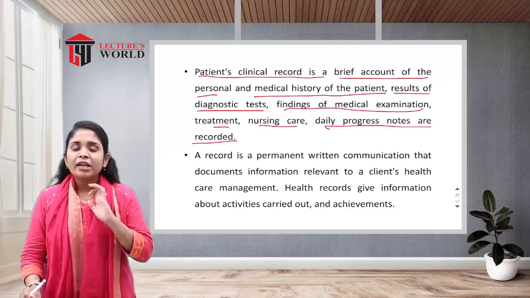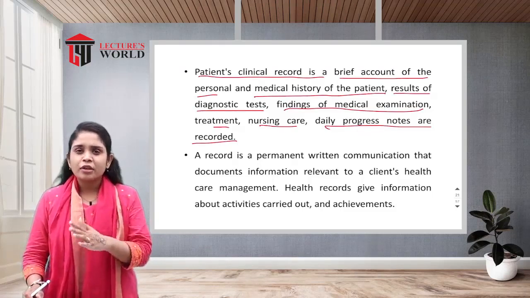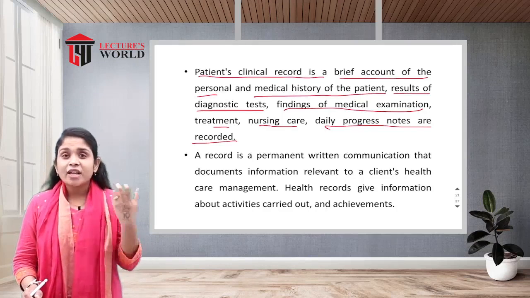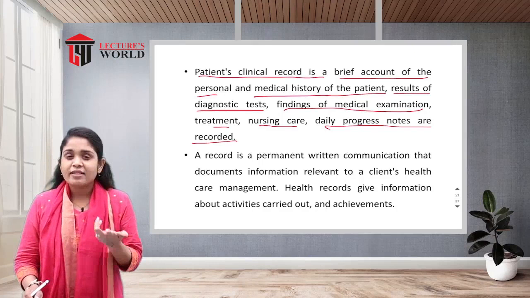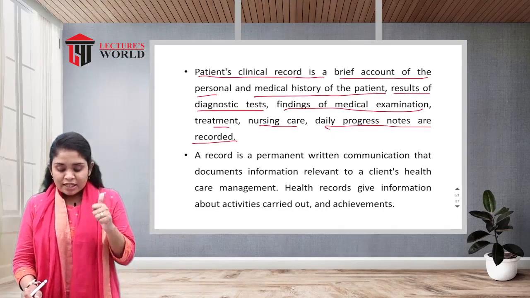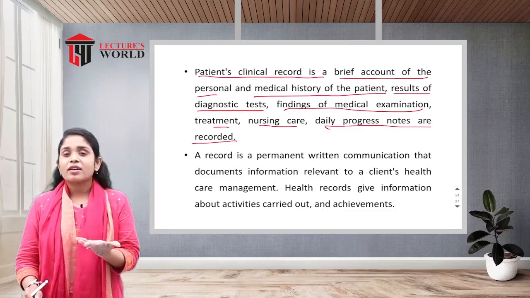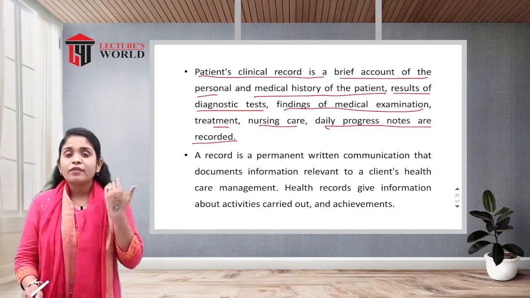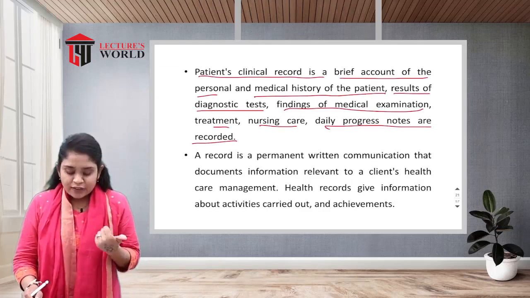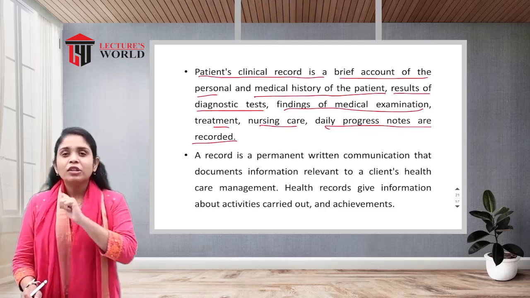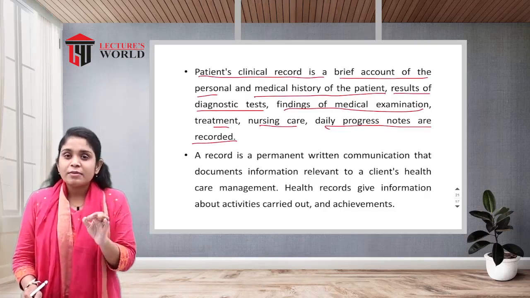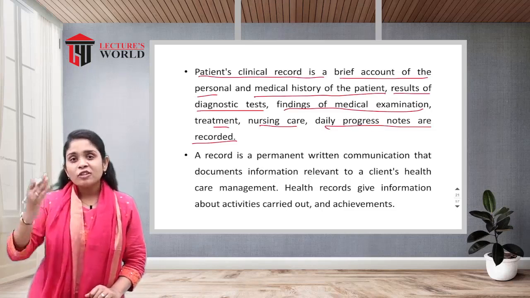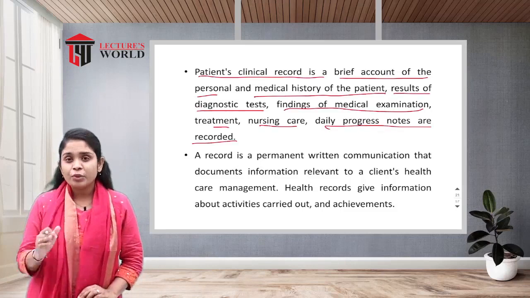In a clinical record, they will contain all the details from admission to discharge. It will contain the history of the patient, then all the diagnostic tests, blood tests or any ultrasound or MRI they have done. Then the findings of the medical examination, if the doctor has done any examination. Then the treatment the patient has got from the hospital. Then the nursing care, so they will write the nursing care plan also. Otherwise the nurses will write from shift, from 8 to 2 if they have done their duty, what they have done from 8 to 9, 9 to 10. So you can get all the detailed information.